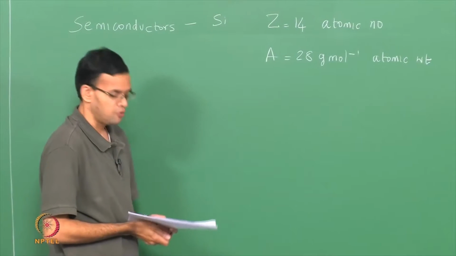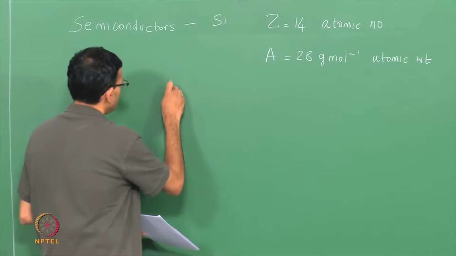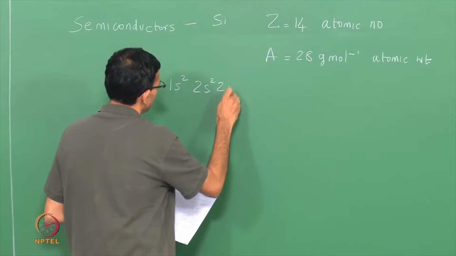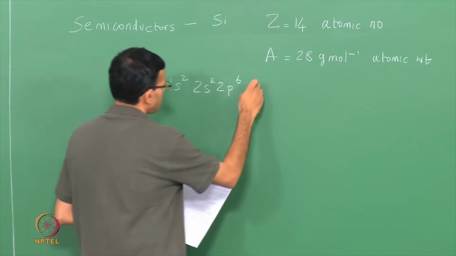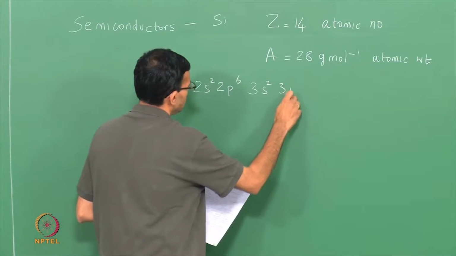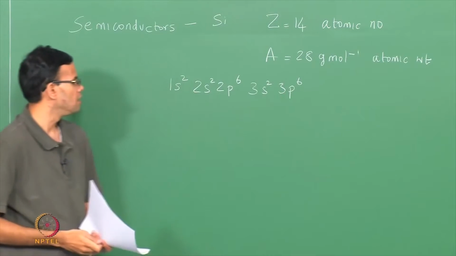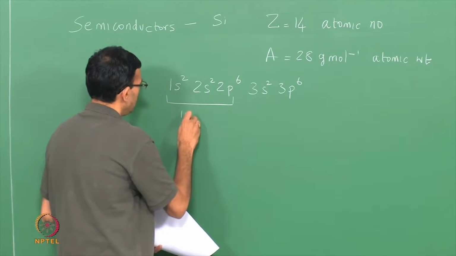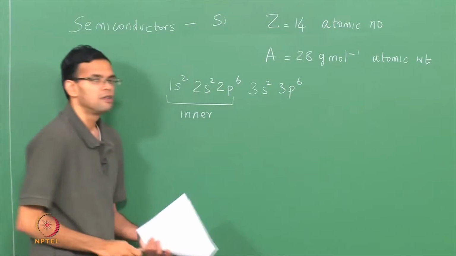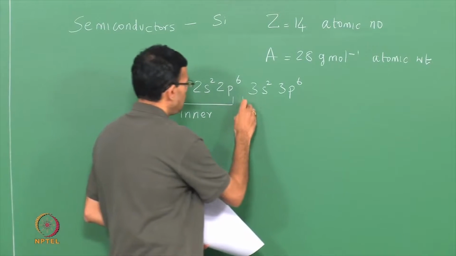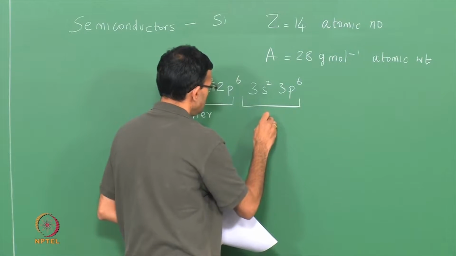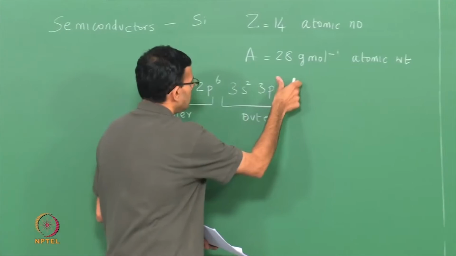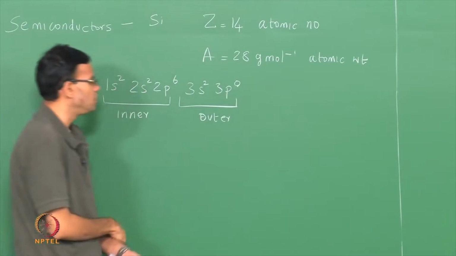Given the atomic number is 14, the electronic configuration for silicon is 1s2, 2s2, 2p6, 3s2, 3p2. So, the 1s and the 2s shells are the inner shells and they are not involved in bonding. The shells that are involved in bonding are the 3s and the 3p. These are the outer shells.